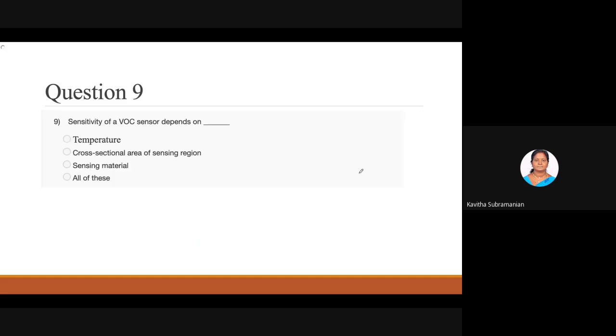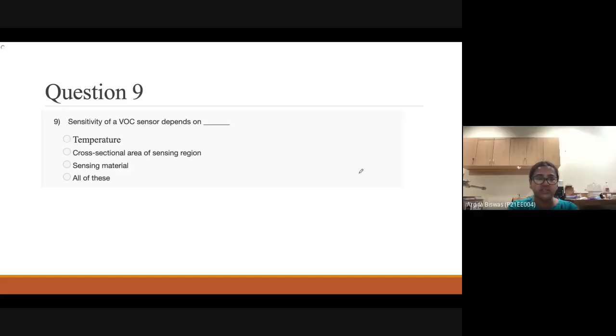So this is question number 9. Sensitivity of a VOC sensor depends on: first, the temperature; second, the cross section area of the sensing region; third, the sensing material; and fourth option is all of this. So what is the right answer?